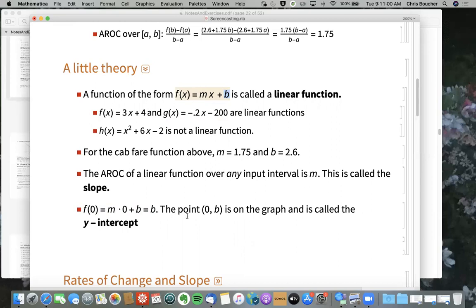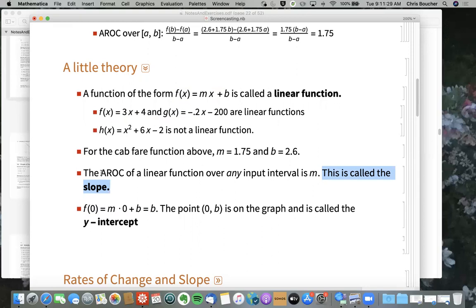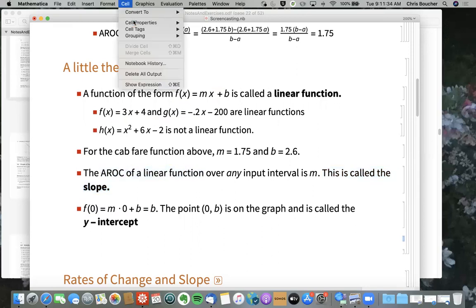And if b is the function value at 0, well, it means that this point is on the graph, right? Because when the input is 0, the output is b. This point is called the y-intercept because it's always on the y-axis because its x-coordinate is 0. And if your x-coordinate is 0, then you're on the y-axis. So b is the y-intercept, m is the constant average rate of change of the function. And I note here that we'll call m the slope, and in just a minute, we'll see why. That seems like a strange term to use at this point. And for now, you can think of it as constant average rate of change, and that's just fine. We're going to link that to slope in just a moment.